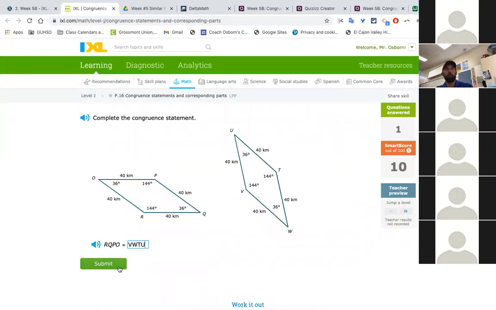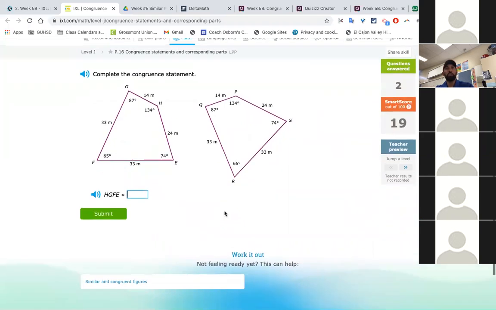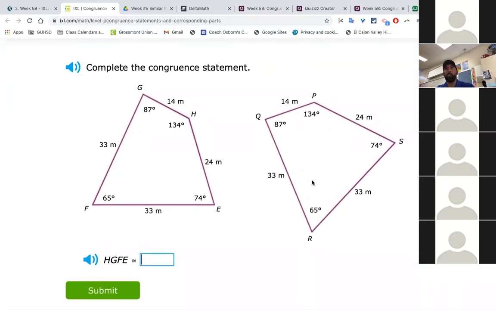All right, let's see if we got it. And we're good. On that one, you could have gone in either direction. Because that shape was so symmetrical, it had so many similar sides, you could have gone in either direction and still been correct. But this one, you can see it's not super symmetrical, every angle is different, and only two sides are the same. So this one will be a little bit different.